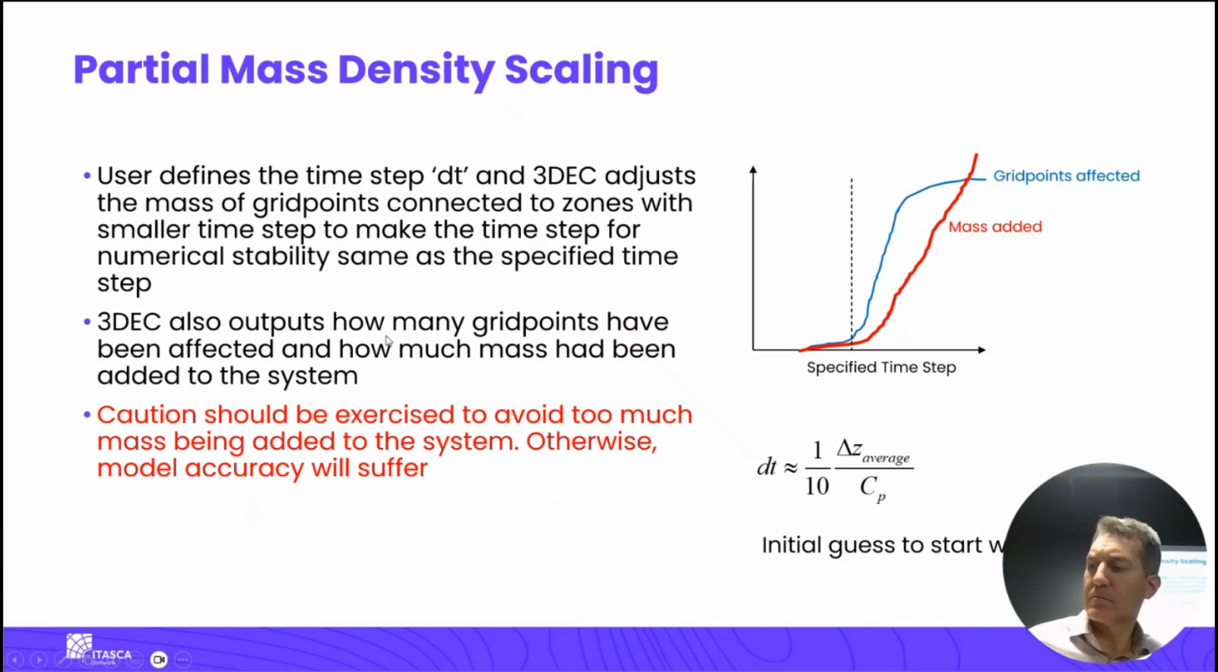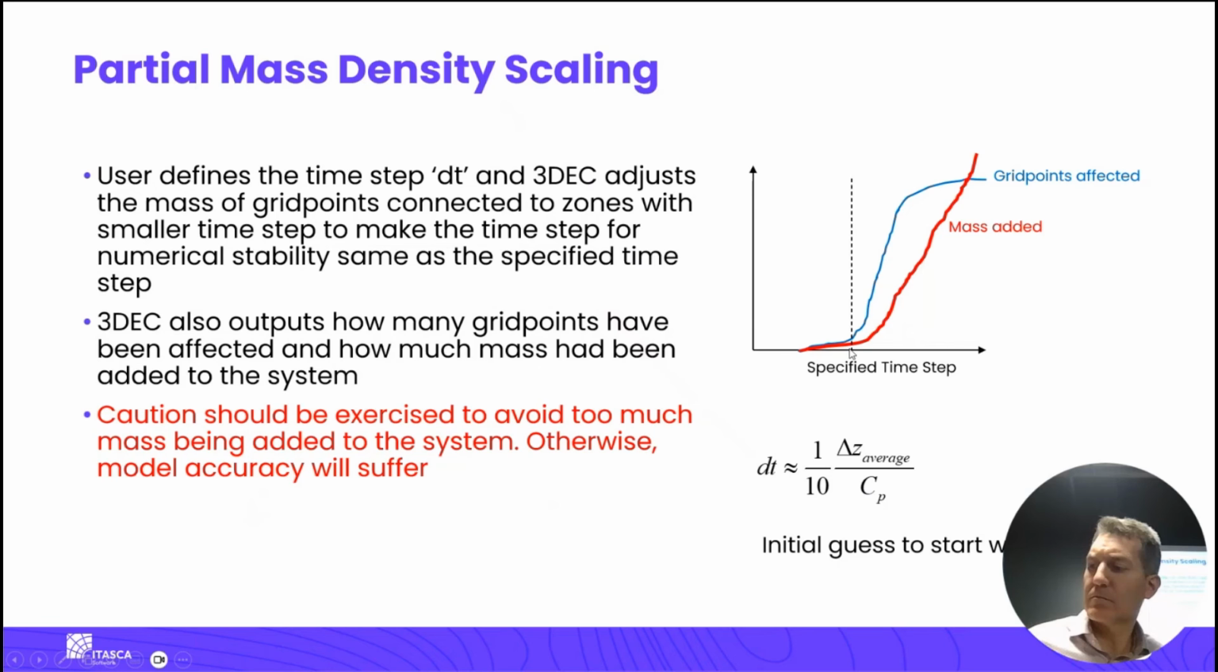It outputs to the screen how many grid points have been affected and how much mass has been added to the system. So it's kind of up to you as the user to figure out whether or not that is acceptable. Obviously, if you're adding a whole lot of mass to the system, it's going to cause distortion of your waveforms and other problems. If you're adding only a tiny bit of mass to the system, maybe you can increase your time step a little bit more and make your model run faster.